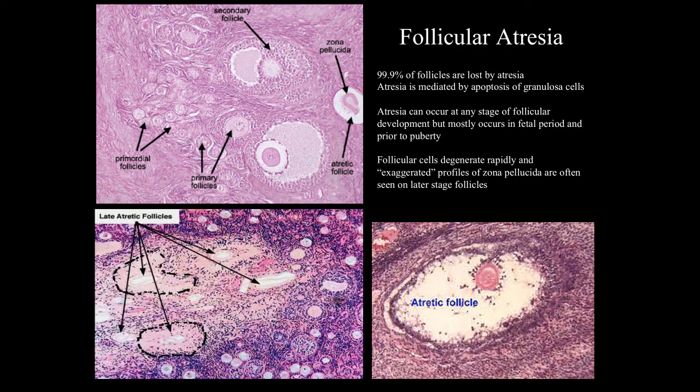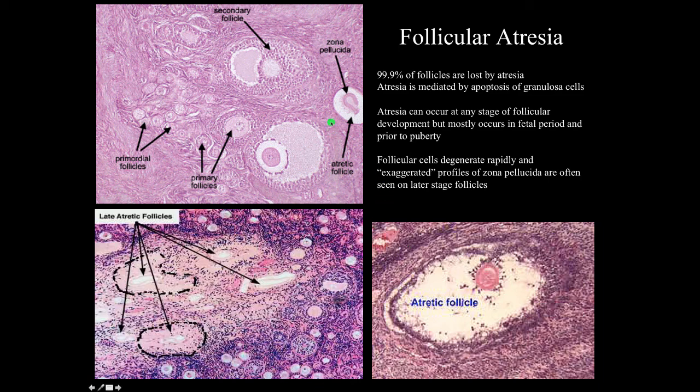Now, I want to say a word about follicular atresia, because it turns out that 99.9% of all the follicles are lost by atresia, and atresia is mediated by apoptosis of granulosa cells. Atresia can occur at any stage of follicular development, but it mostly occurs in the fetal period and prior to puberty. Follicular cells degenerate very rapidly in atresia, and you'll also see exaggerated profiles of the zona pellucida on later stages of follicles that are undergoing atresia.